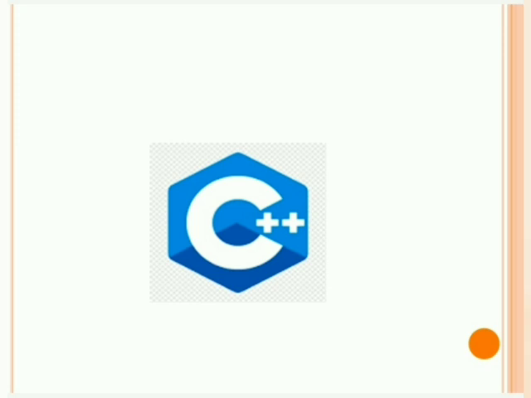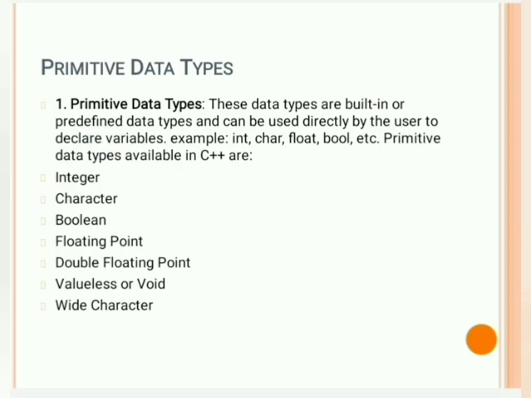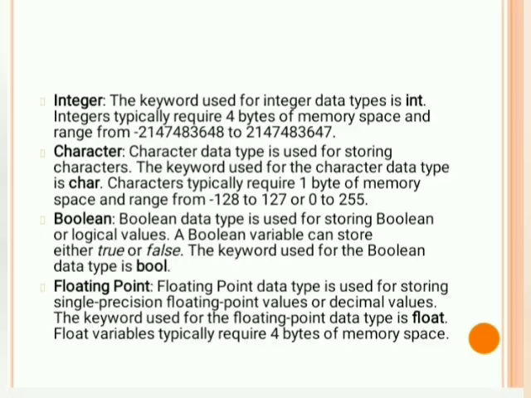Now let's see C++ data types. Basically there are three types: primary or built-in, the second one is derived data type, and the third one is user defined data type. The primitive data types are built-in or predefined data types directly used by a user to declare variables. We can see different data types, that is integer, character, boolean, floating point, double floating point or void.